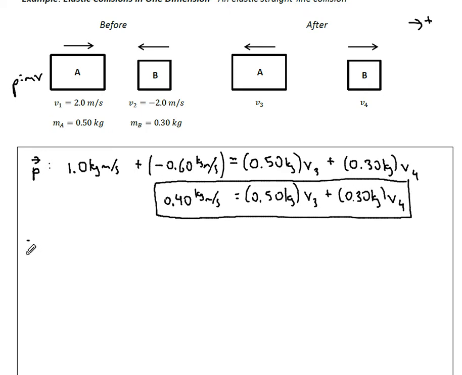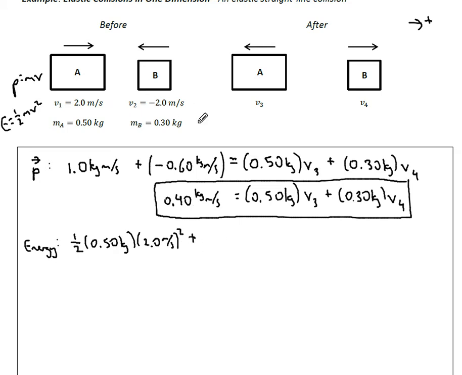Now let's see what happens for energy. The equation for energy is kinetic energy, 1/2 mv squared. So you're going to have 1/2. Mass is 2 kilograms... Oh, shoot. Sorry, let me erase that. Our mass is 0.5 kilograms. Our speed is 2 meters per second. We're going to square that.